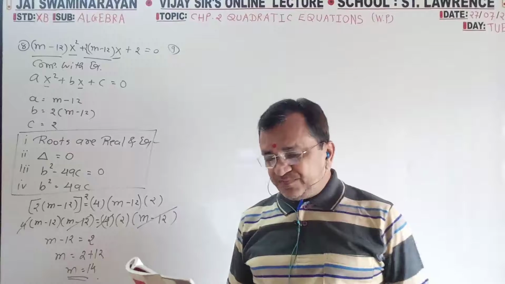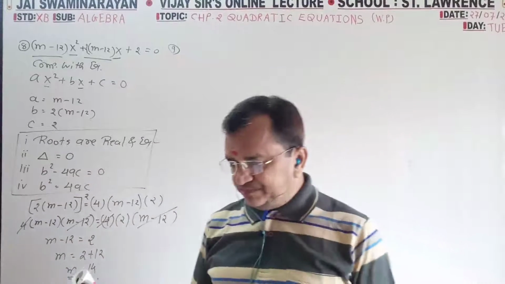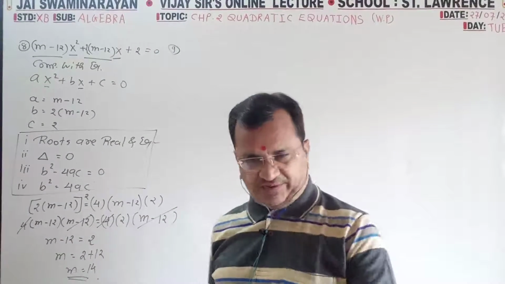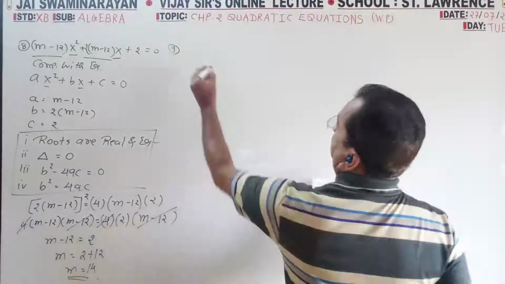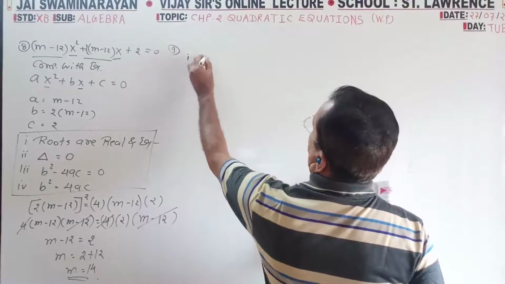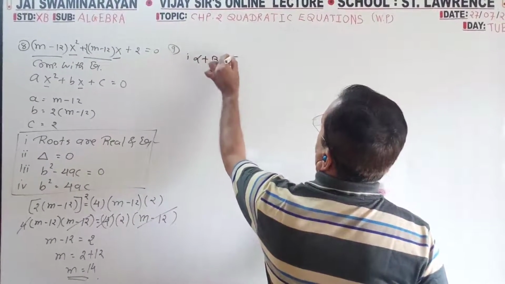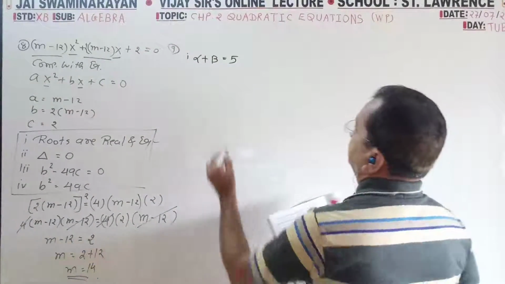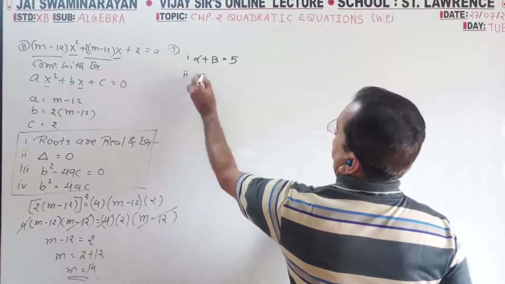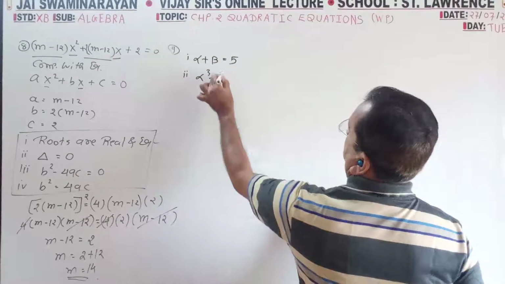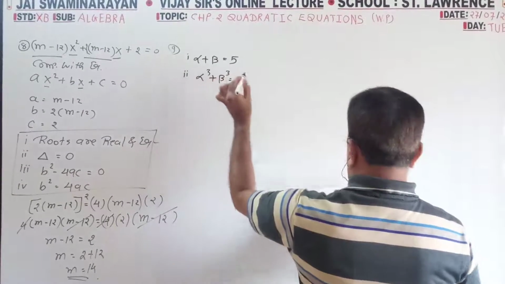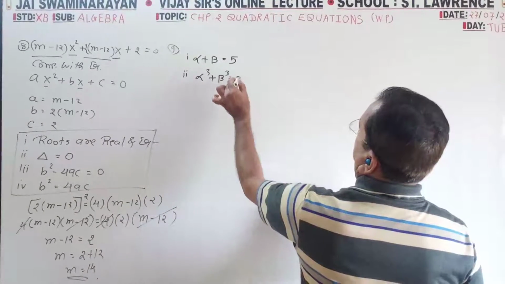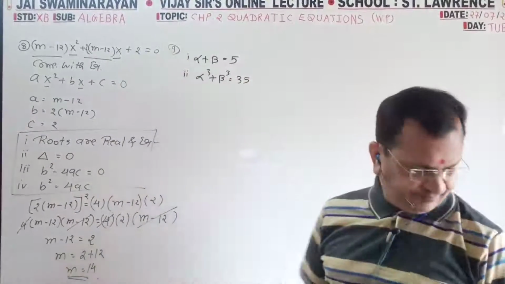Next, 9th question. The sum of two roots of a quadratic equation is 5. Condition number 1, alpha plus beta is equal to 5. Sum of their cubes. Condition number 2, alpha cube plus beta cube is equal to 35.